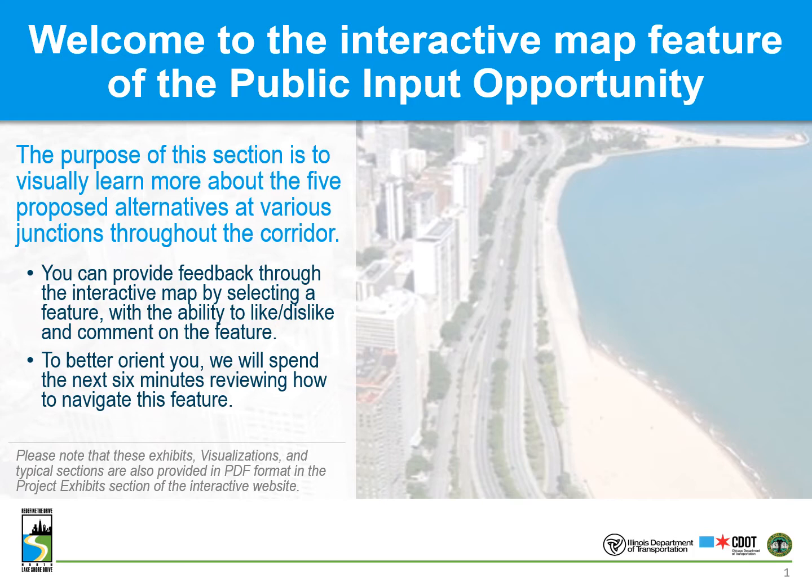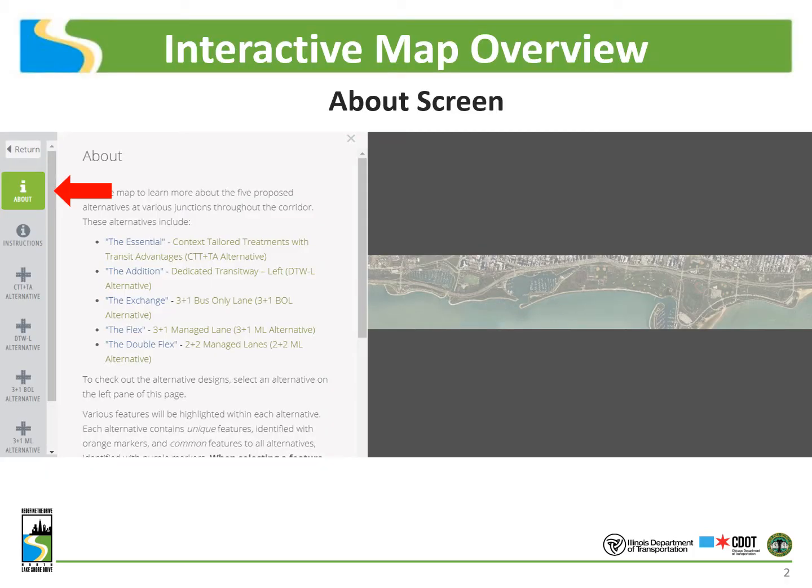Please note that these exhibits, corridor visualizations, and typical sections are also provided in PDF format in the Project Exhibit section of the interactive website. After clicking the Get Started Now button on the Welcome screen, the About side tab will be displayed, which details a high-level overview of the project and existing conditions. The existing project corridor map will be displayed in the background.